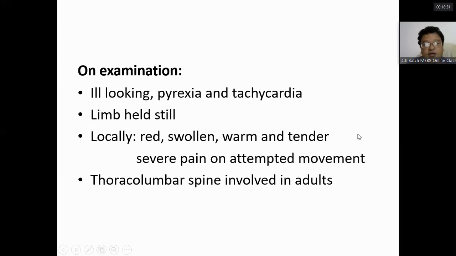So on examination, the patient is ill-looking, with pyrexia and tachycardia, and the limb is held still. And there are signs of inflammation: red, swollen, warm, tender. This is in the long bones of children, and in adults the spine is involved, so you'll find some tenderness in the spine, in the dorsal lumbar region.